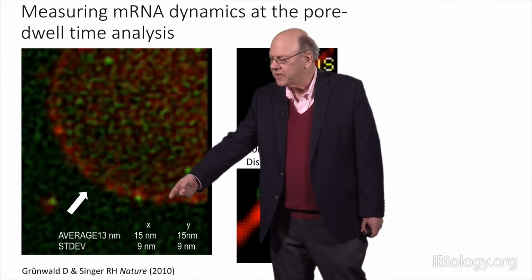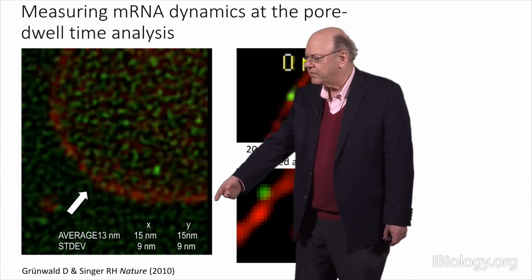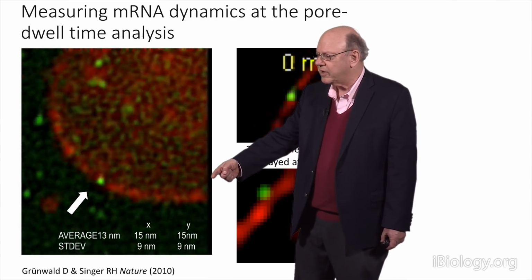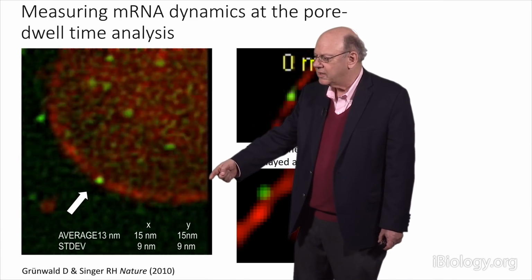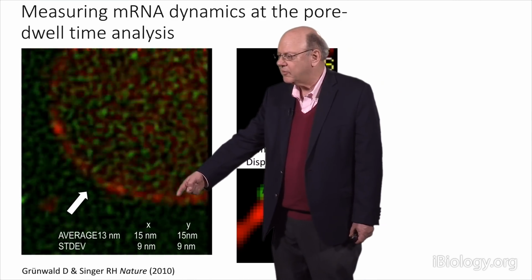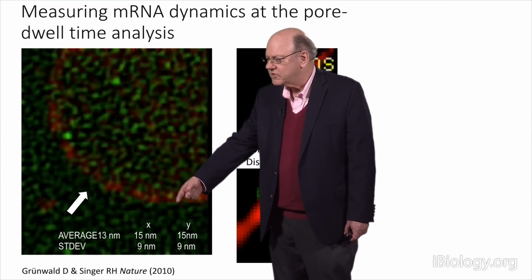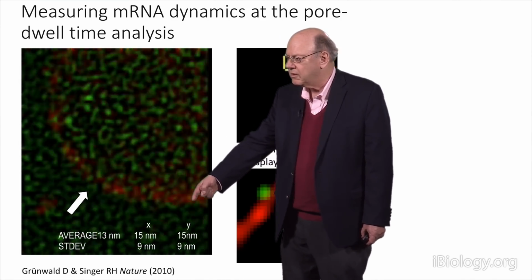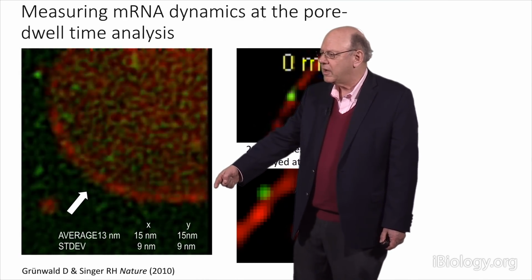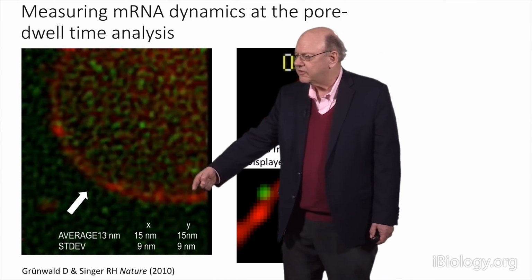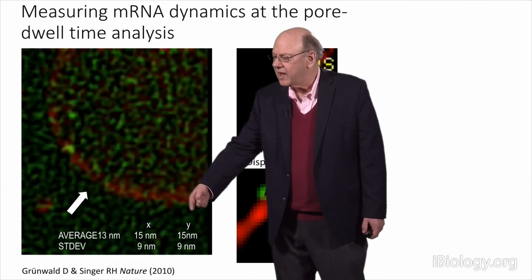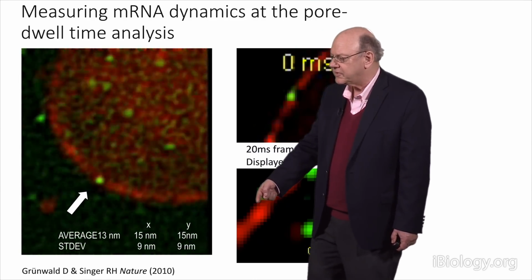Now, in order to do this, we had to make a microscope that was able to record very fast frame rate, 10 millisecond frame rate. So that's 100 frames a second. And we had to align the red and the green exactly so that they superimposed to within 10 or 15 nanometers. So you can see this event occurring here where the arrow is pointing, and that tells us the time to go through the pore.